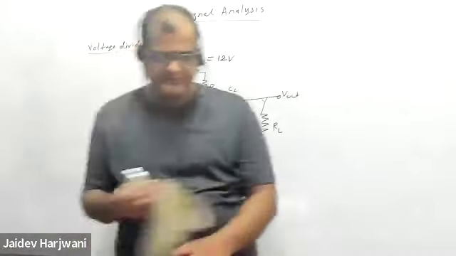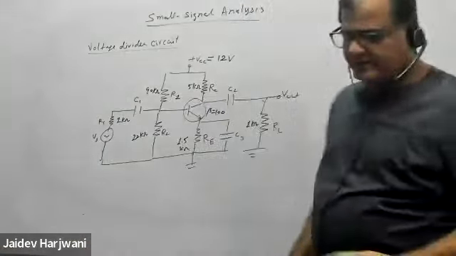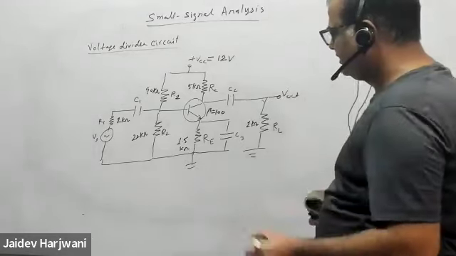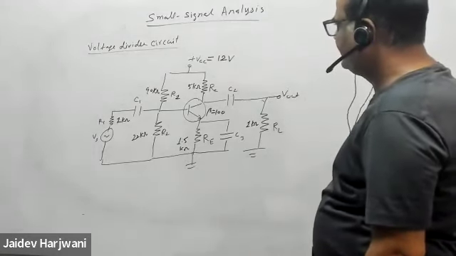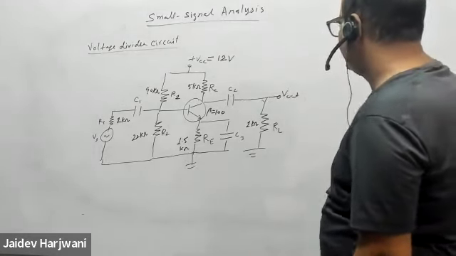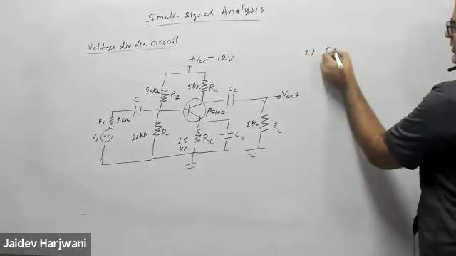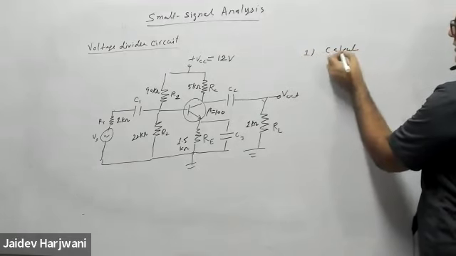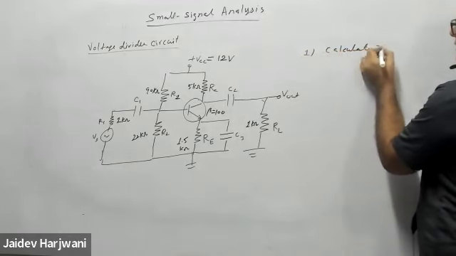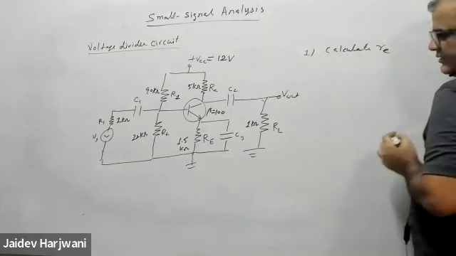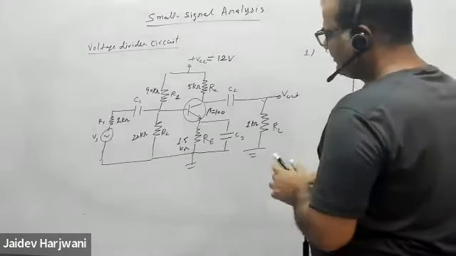So first thing is what? First thing we will do the DC analysis, because we need to find the re. So the first thing will be DC analysis, that means calculate re. Okay, so for DC analysis, what will happen?